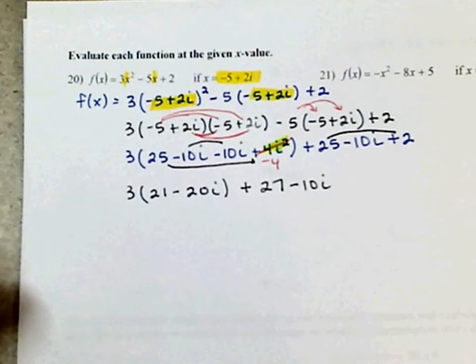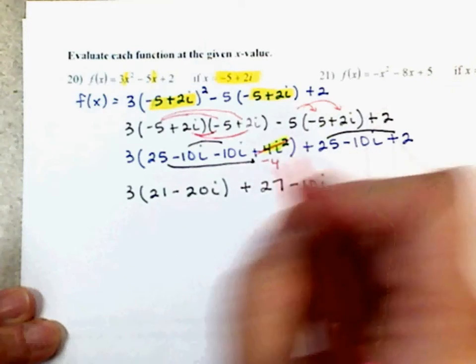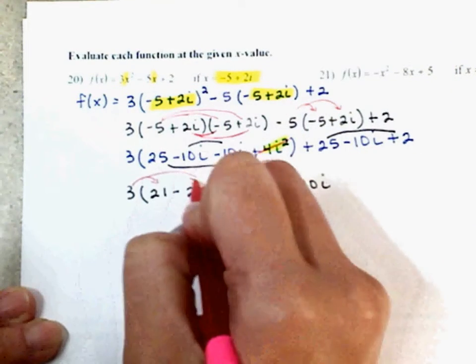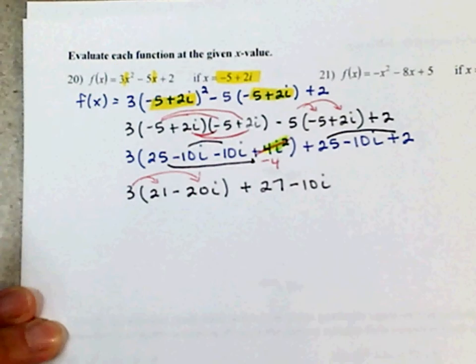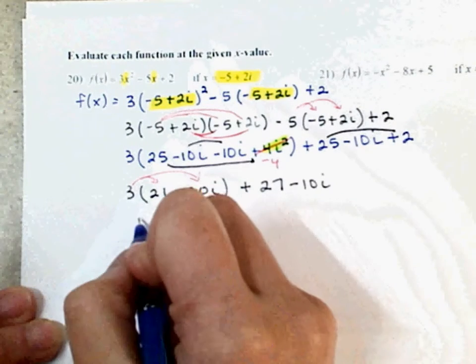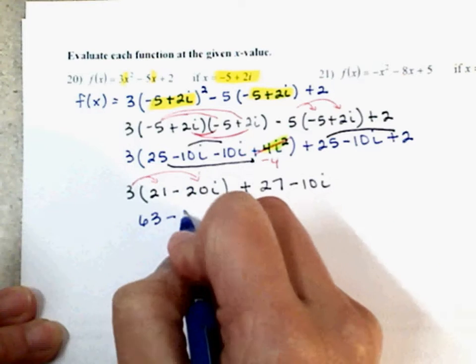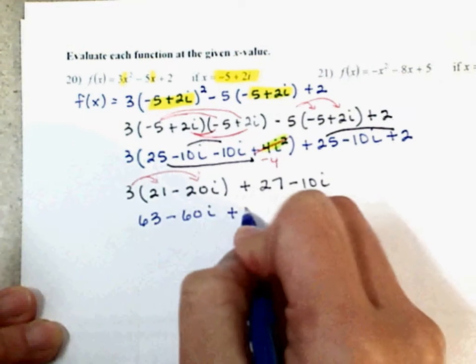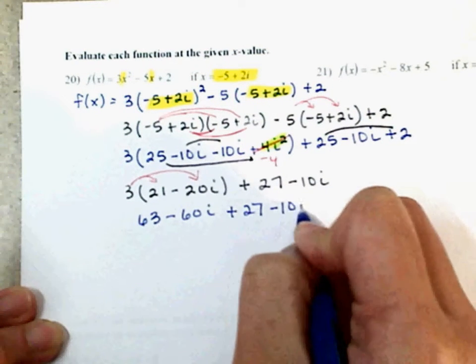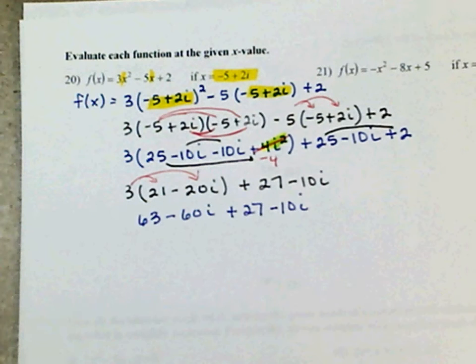Next part. So I put these together. Distribute that 3 again. So 3 times 21 is 63. 3 times negative 20i is negative 60i plus 27 minus 10i. Okay. Try to add all your like terms together. So you just keep doing your math.